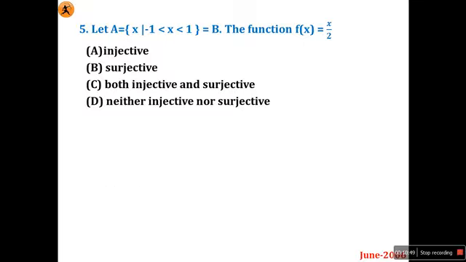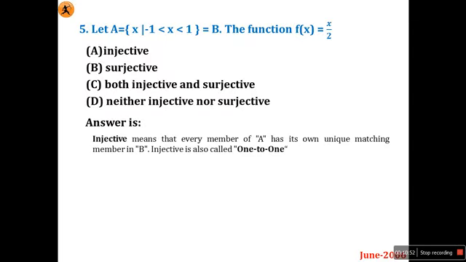But before looking at this, you should know what an injective function is. It means every member of A has its own unique matching member of B. Definitely, if it is a function, every member of A is associated with a member of B, meaning no element is free in set A. But more than one element of A can have the same image in B. That is not possible in an injective function. If it is a one-to-one function, every element of A should have a unique image in B. That is an injective function.